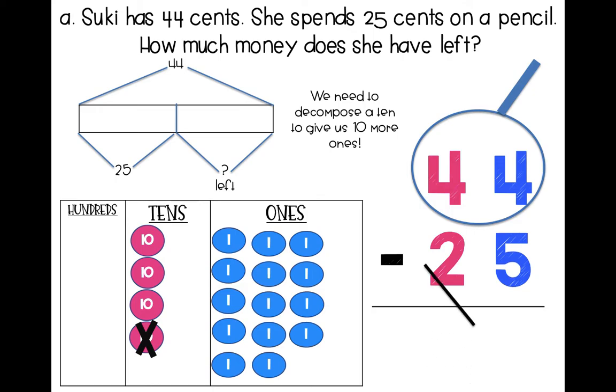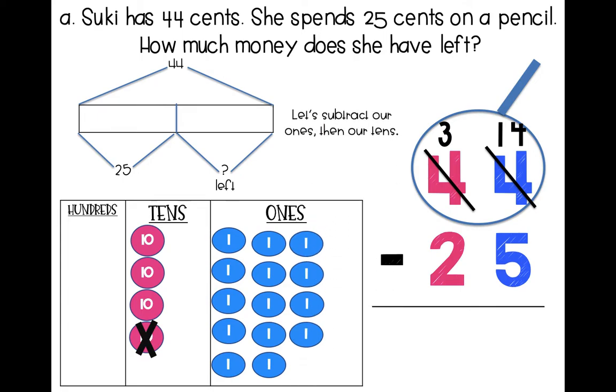We no longer have 4 tens. We only have 3. We decomposed one of them. We no longer have 4 ones. We got 10 more. 10 more than 4 is 14. Make sure your vertical form shows 3 tens and 14 ones, just like your place value chart.